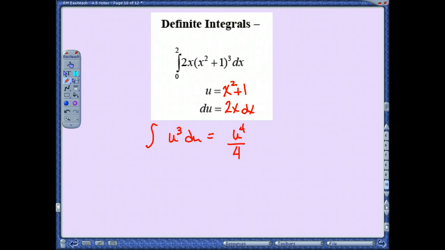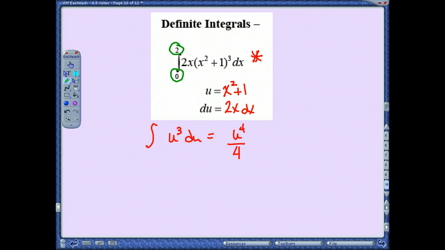Why would I want to go back to anything that looks like this? That's going to make my integration, my plugging numbers back in, it's going to make it harder. I don't want to work harder. I want to work smarter. So when we're doing definite integrals, if we're making a u substitution, we don't ever have to go back to x. And the way we're going to make that happen is by redoing these limits right here.